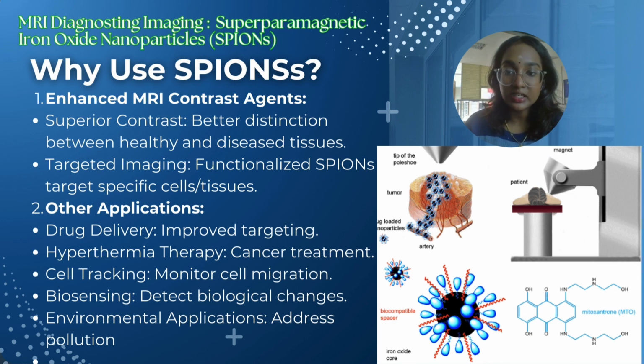The second one is targeted imaging. Functionalized SPIONs can be designed to target specific cells or tissues, providing more precise imaging for early diagnosis and treatment monitoring, and many more.